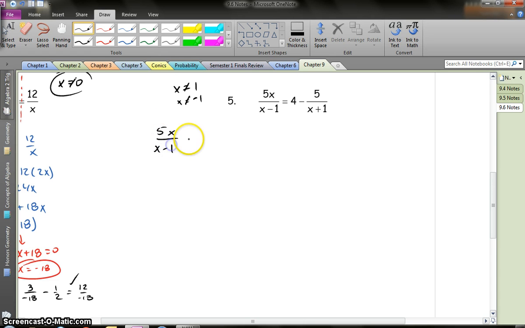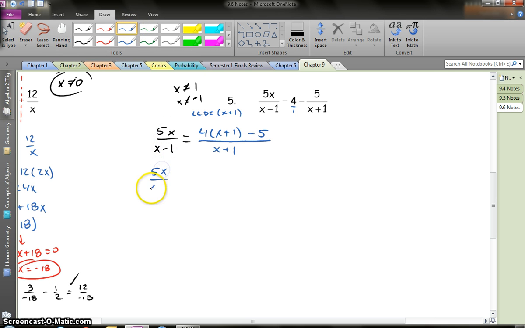Notice how I'm starting to the left a little because we're going to need some room. Now, over here, I need an LCD, in which case this is x plus 1. This has nothing. So my LCD is just going to be x plus 1. So the 4 is missing an x plus 1, and the other one's good to go. All right, so let's go ahead and simplify that before we decide to cross multiply.